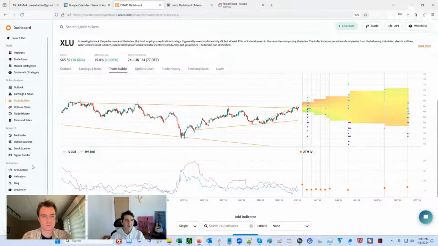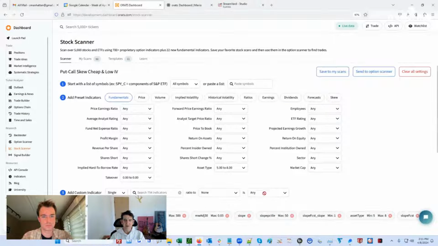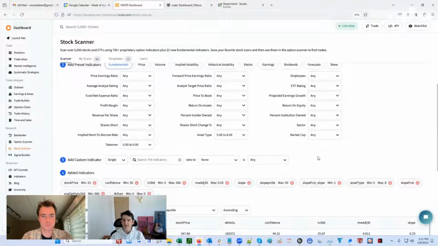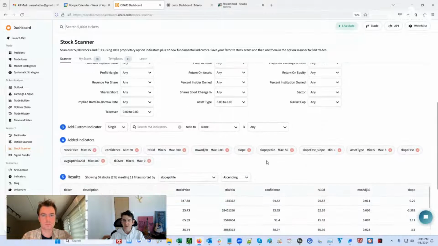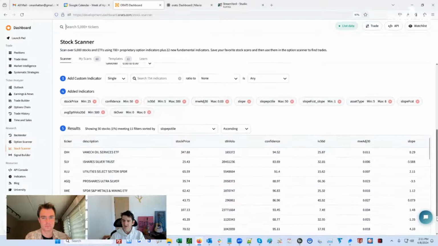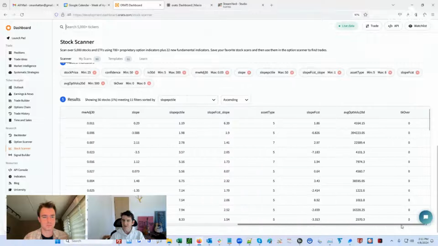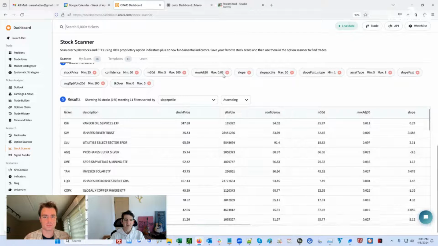So to recap, we've looked in the stock scanner for symbols where we forecast the skew to go up versus where it is now, and the slope percentile is low. I believe it's in the single digits percentile. The third one down, yeah, it's about 2.78. So that's very low. That goes between 0 and 100 percentile.